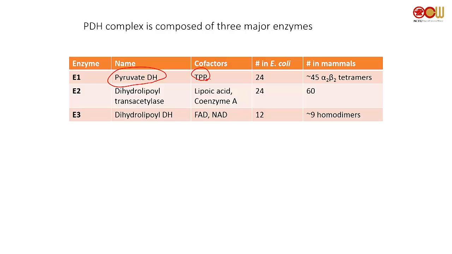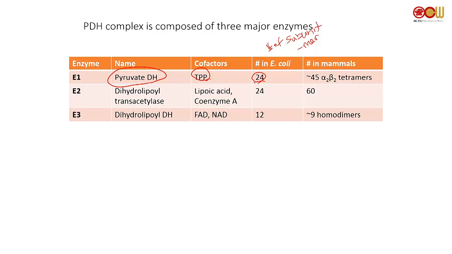Now, here is a number of subunits, or mers, like if it's a dimer, it's two copies of this coming together. So in E. coli, you need to have 24 E1 coming together. In mammals, turns out we have two genes for making E1. There's the alpha gene and the beta gene, and you will actually make 45 of alpha 2 beta 2. Okay, so you can imagine how huge this enzyme complex will be.